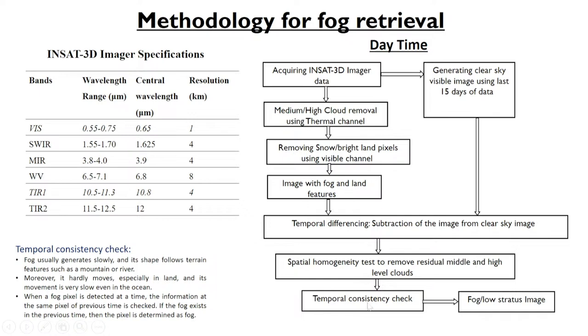Of course, there is further processing for fine tuning of the fog, but we need not go into detail of that. So these are the few major steps involved for the fog retrieval. First is the removal of the high and mid level cloud using the thermal channel, then removal of the snow and bright land pixel using the visible channel threshold, and finally the removal of the land pixel using the clear sky images. And another thing is, whatever we get in our result will not be fog only, it will be the fog and low stratus cloud images.